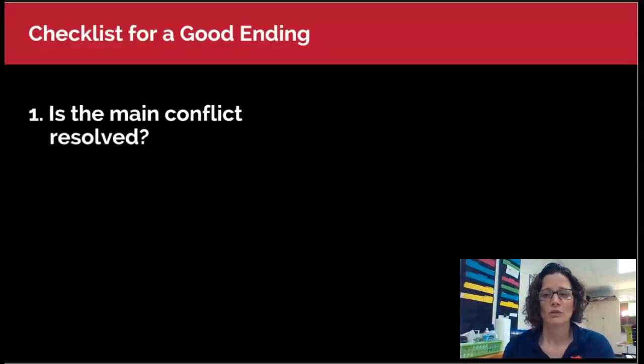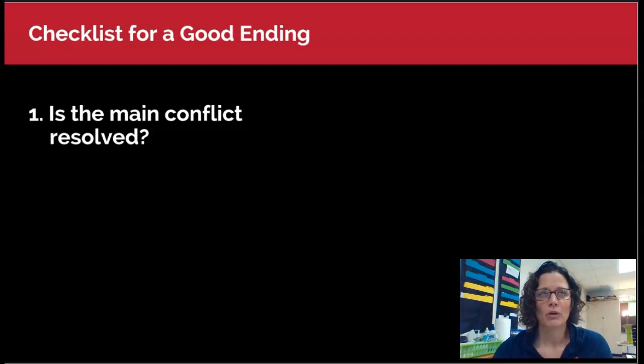The first question is, is the main conflict resolved? By the end of your story, your conflict should be resolved in some way. Even if it's not a happy ending, the most pressing conflict should be over for the most part. Okay? So the conflict in my story was the issue between my mom and I.